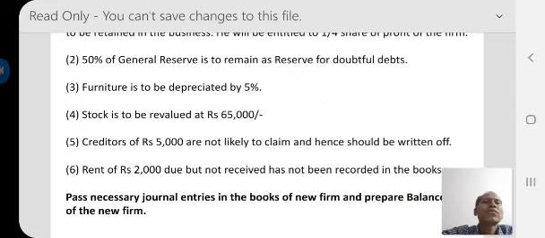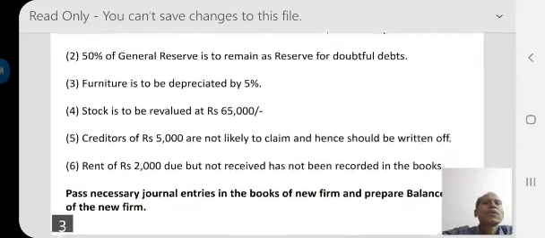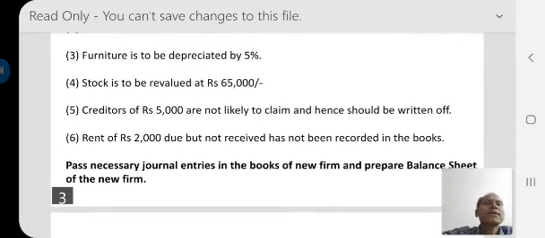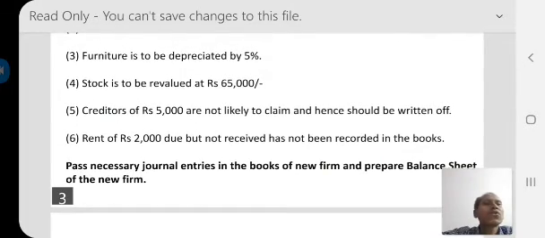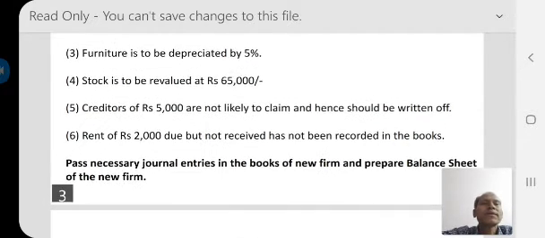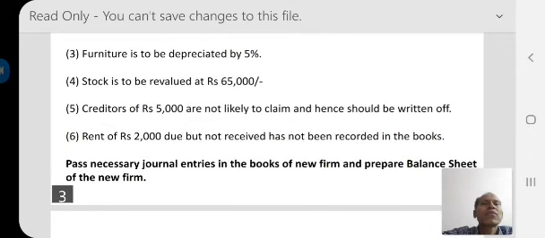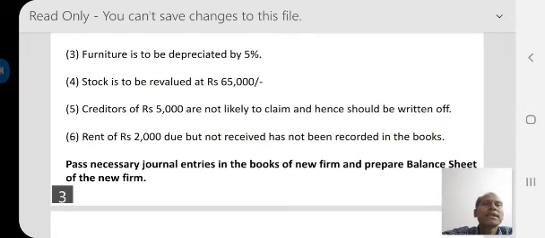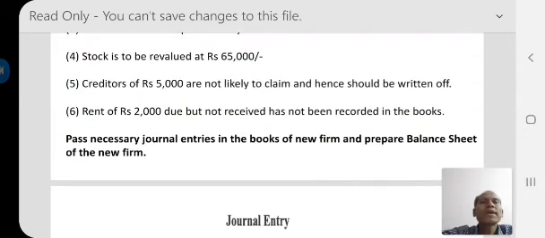And 20% should be provided for the doubtful debts. Okay. Now furniture is to be depreciated by 5%. Yes. Furniture is to be depreciated by 5%. So this value is decreased, depreciated by 5%. Now stock is to be revalued at 65,000.